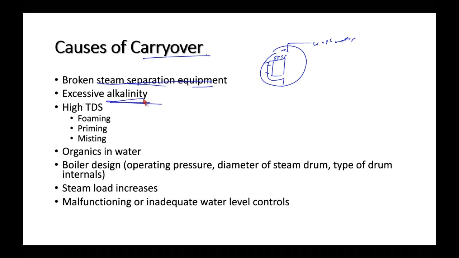We talk about alkalinity causing return line corrosion, but alkalinity makes foam because it is soapy. Okay, so high alkalinity and high TDS cause foaming, priming, misting. We've got organics, we mean hydrocarbon stuff, so anything oily.